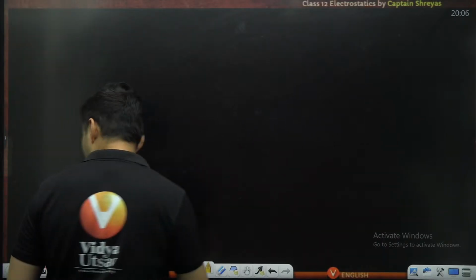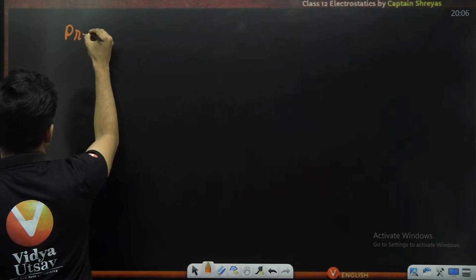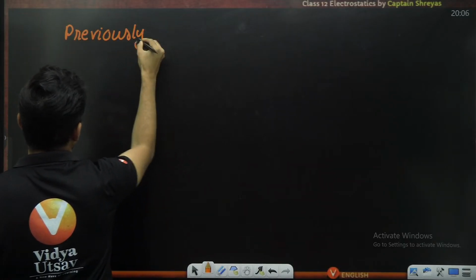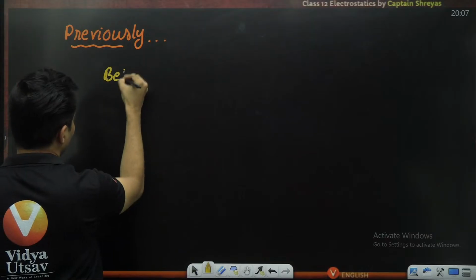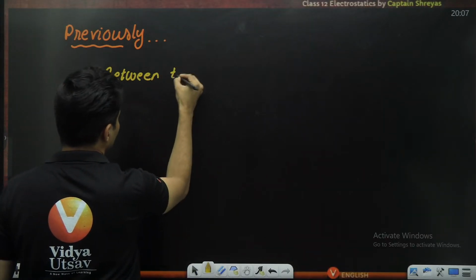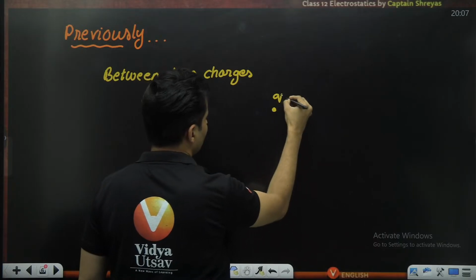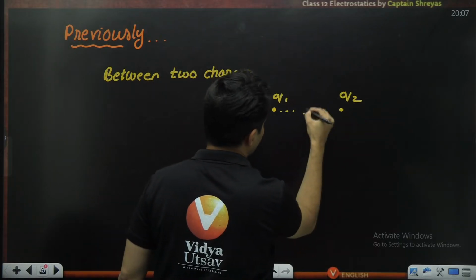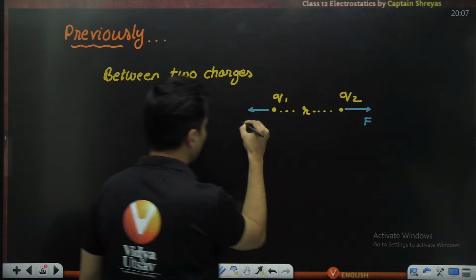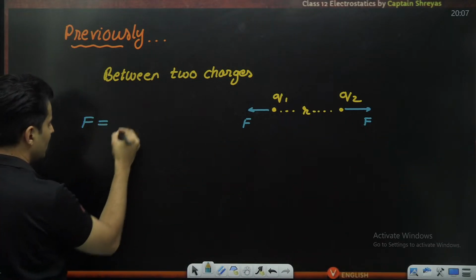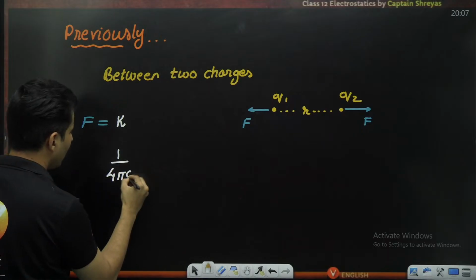In the last session, we have seen that between two charges, Q1 and Q2, separated by a distance r, the force of attraction or repulsion is given by a constant, which you can write as k or even 1 by 4 pi epsilon naught.